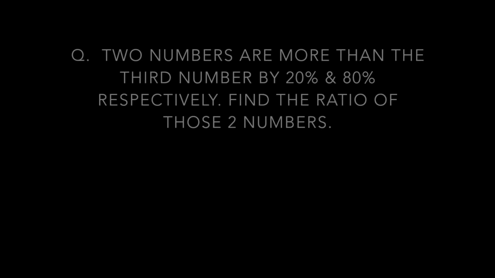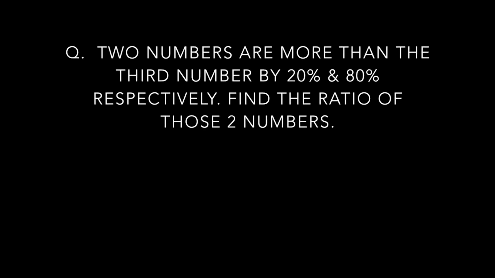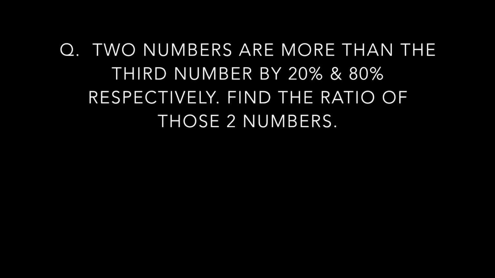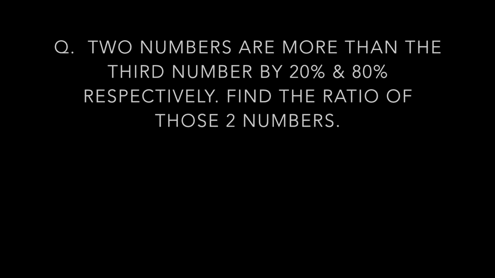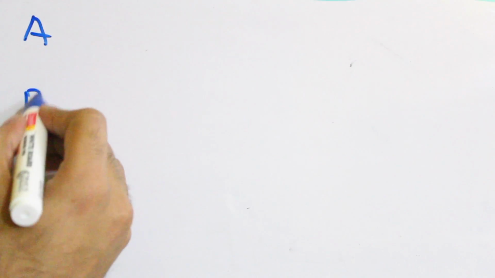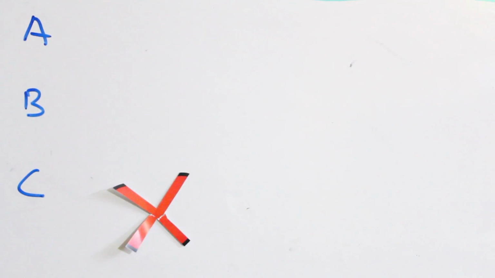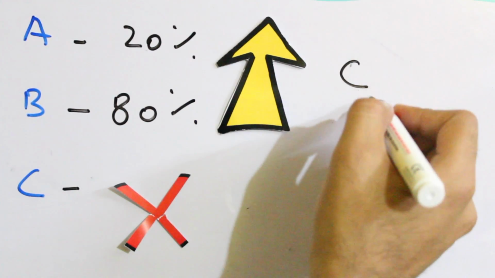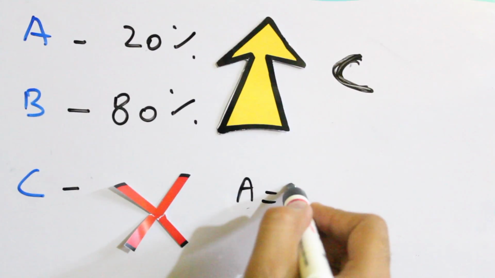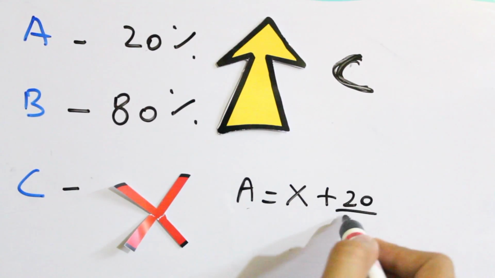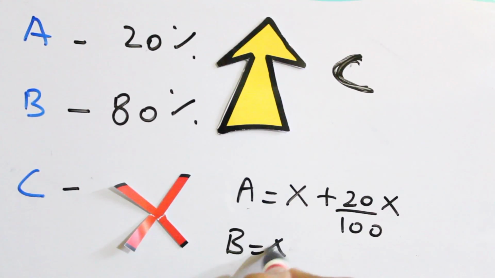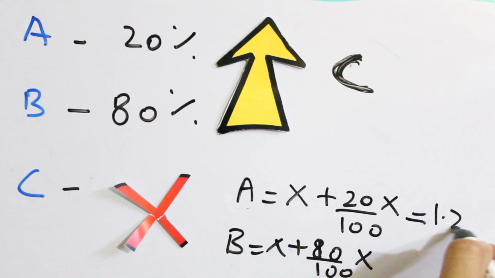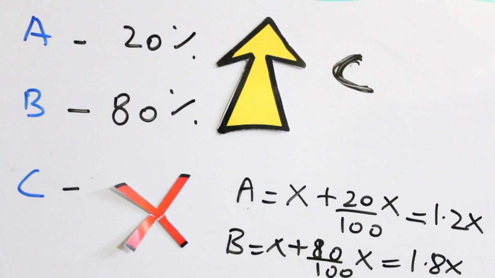Next question, two numbers are more than the third number by 20% and 80% respectively. Find the ratio of those two numbers. Let's say the three numbers are A, B and C. Assume C to be x. A and B will be 20% and 80% more respectively than C. A will be x plus 20% of x. B will be x plus 80% of x. As a result, A will be 1.2x and B will be 1.8x.